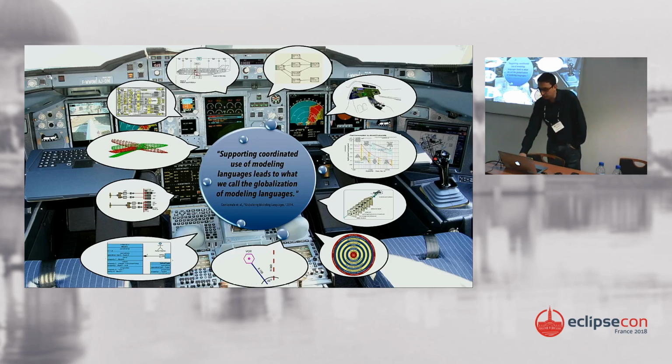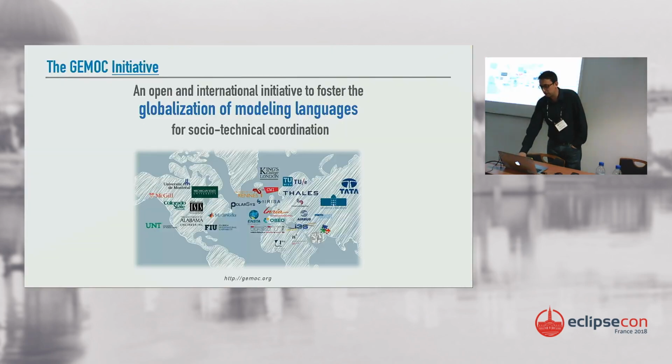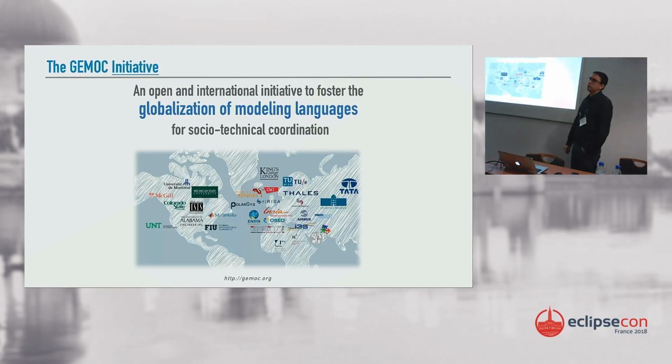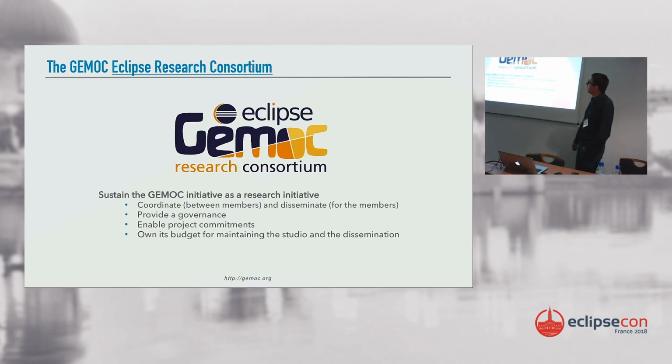This is what we call the globalization of modeling languages, and in 2012 we started what we call the GMOC initiative, which is a very informal initiative that gathers together both practitioners and researchers interested in the grand challenge of the globalization of modeling languages, basically sharing experiences, solutions, and problems related to this grand challenge. More recently, in 2017, we sustained this initiative in terms of a research consortium at Eclipse, whose main objective was to give a structure to this initiative and to be sure that we can sustain it beyond some research projects funded by Europe or some national agencies.